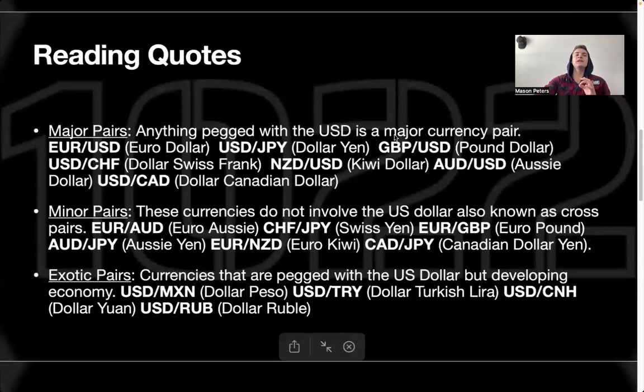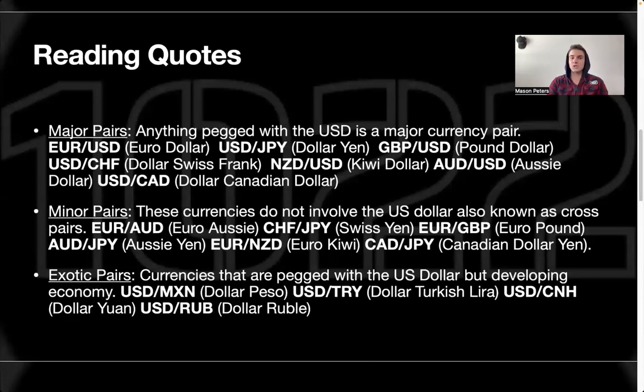So how do we read quotations on a chart? We're actually going to pull up the chart in just a moment, and we're going to go over why they're pegged a certain way. Anything pegged, and by pegged I mean put together with the dollar when you're looking at the chart, anything pegged with the US dollar is a major currency pair.